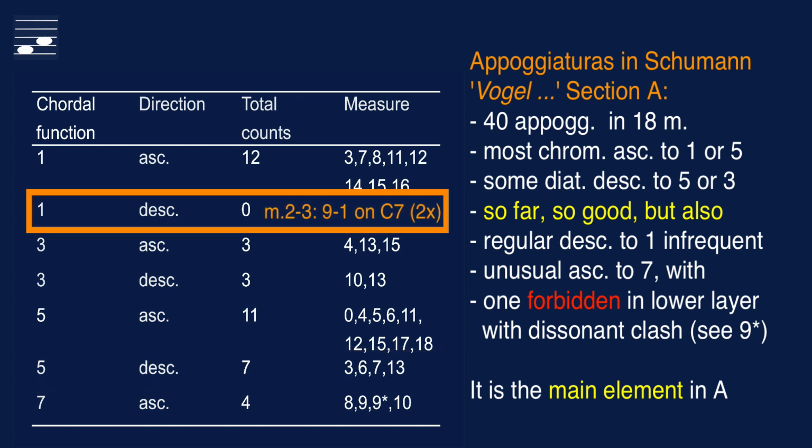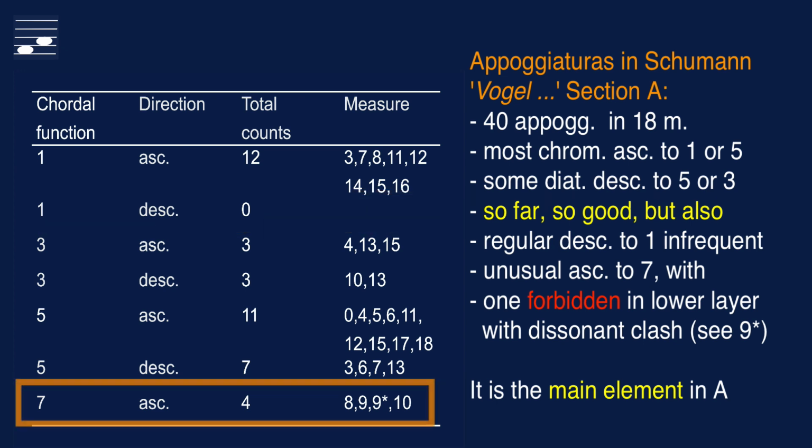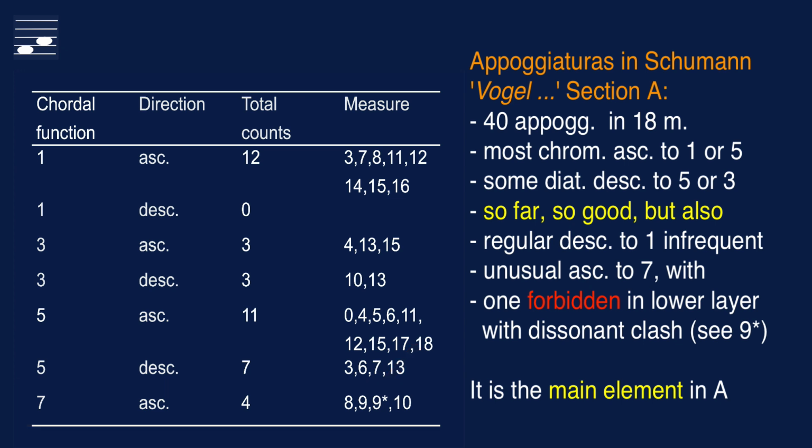At first I thought the standard 9-1 descending appoggiatura was missing, but depending on how you read the pitch C in measures 2 and 3, either as a passing tone in G minor or as the root of an inverted and incomplete C dominant 7 chord, these may be counted as two occurrences of 9-1. Then there is the unusual ascending approach to the dissonant chordal function 7 in the middle phrase of the section, including the forbidden dissonance clash when the appoggiatura is in the lower part. Undoubtedly, the specific mood of this piece is dominated by the use of this element.